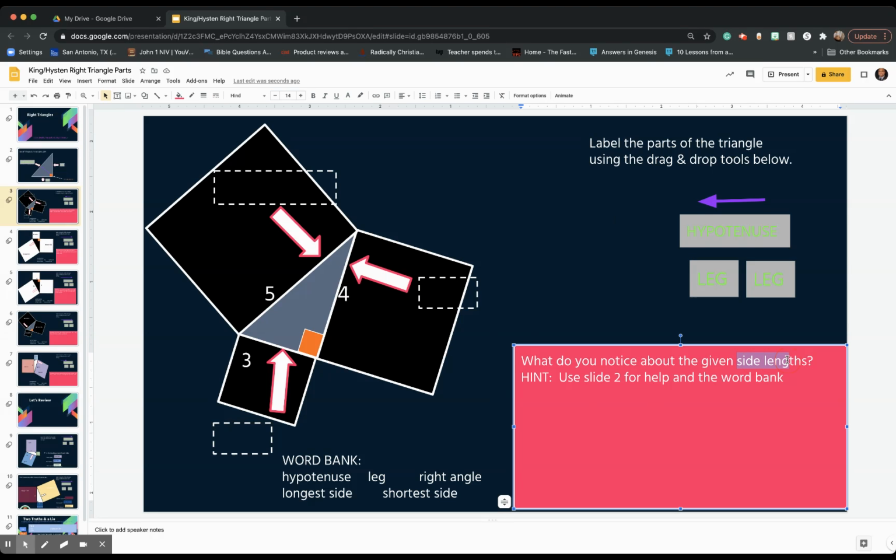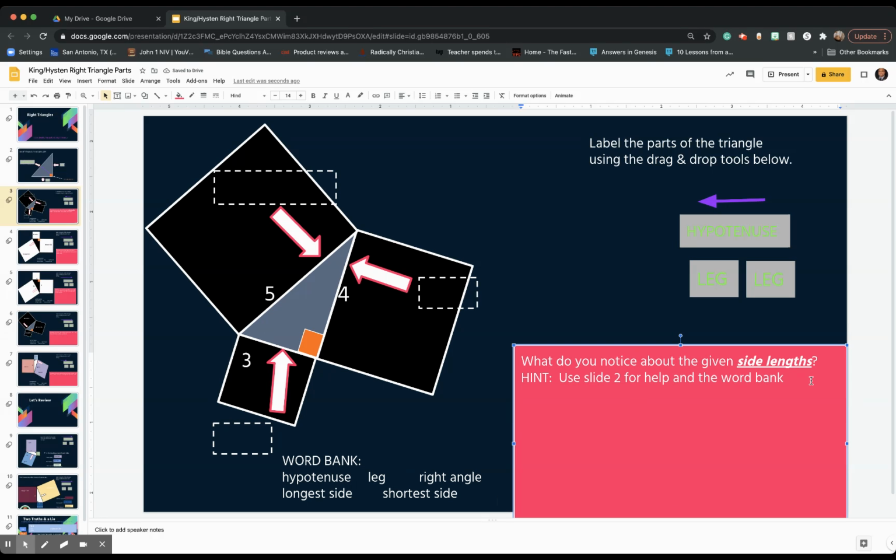I want to go ahead and highlight the fact that it says, what do you notice about the given side lengths? And I think I'm going to underline it too, just for the sake of this video. So what do you notice about these side lengths? You might notice various things. Notice how long they are. Notice where they're positioned. Which one was the longest side? Which one was the shortest side? Are they legs or do they represent a hypotenuse? Are they connected to the right angle? Use some of those key vocabulary words.